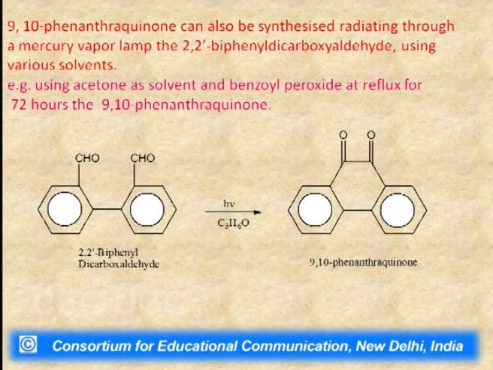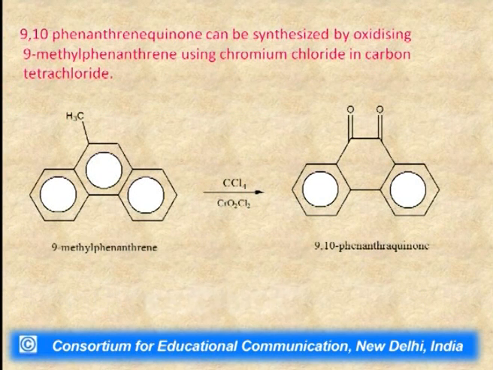We can prepare this phenanthraquinone using different solvents. Here in this reaction, acetone has been taken as a solvent and the benzoyl peroxide, which on refluxing about 72 hours will give us this final product. This 9,10 phenanthraquinone can also be prepared from the 9-methyl phenanthrene on reaction with carbon tetrachloride using chromium chloride solvent, and we can get here this phenanthrene derivative.